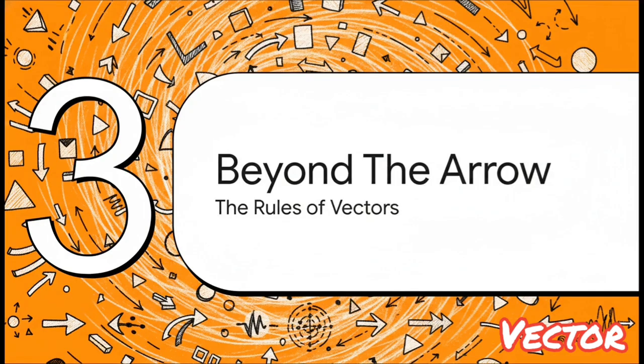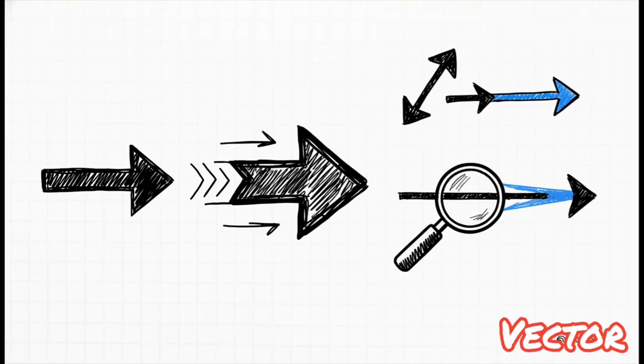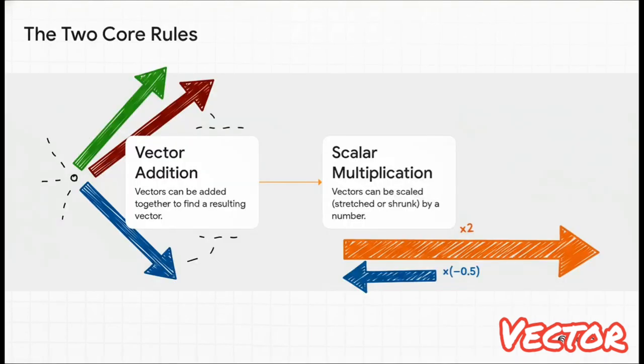Okay, but here's the twist. This is where the whole idea of a vector gets blown wide open and becomes so much bigger than just a simple arrow. You see, the real genius, the true power of vectors, isn't about what they are, an arrow, but about what they can do. And everything they can do boils down to two beautifully simple rules. These are the two rules to rule them all.